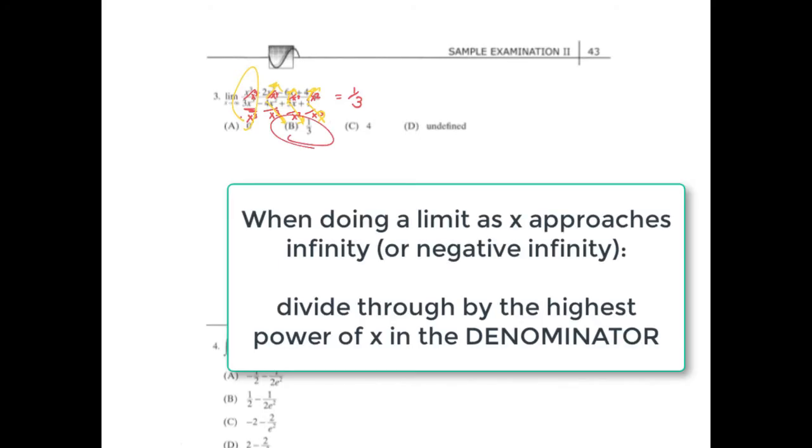And so pretty much everything goes off to 0, except for here you have the ratio of the coefficients, which is simply 1/3. So that is the answer there. Please remember that we only divide through by the highest power of x in the denominator when we're doing a limit as x approaches positive or negative infinity.